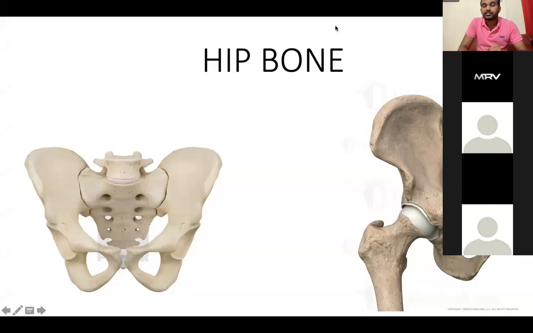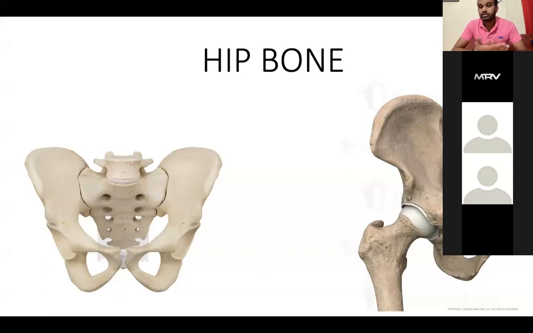Under the classification of the bones, if you remember, the bones are classified into irregular bones, short bones, long bones, and so on. Among the irregular bones, we have the hip bone as an example, because it doesn't have any particular shape to denote, so this bone is also called the innominate bone.